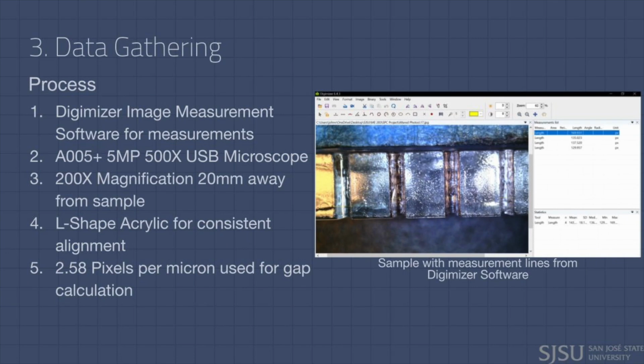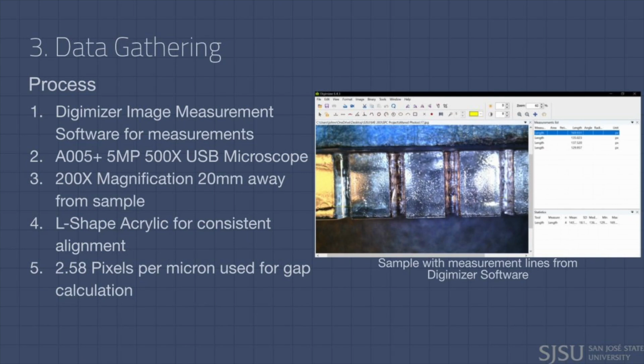For data gathering, we took the 60 samples that Clarence made with the laser cutter. Each sample had 4 cuts etched into them by the laser. These will be our subjects for the gap width measurements. The gap width measurements were taken using a free software called Digimizer that would create a length value in pixels.